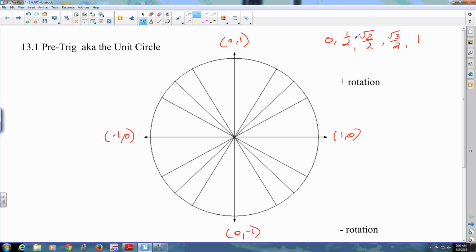Now, everything that had to do with the 45, so this is taken care of, this is taken care of, has to do with these. These are 45s. Square root of 2 over 2, square root of 2 over 2. We draw a 45, 45, 90 triangle. This leg and this leg are the same size. I'm saying this to try and help you remember it. So this leg and this leg are the same.